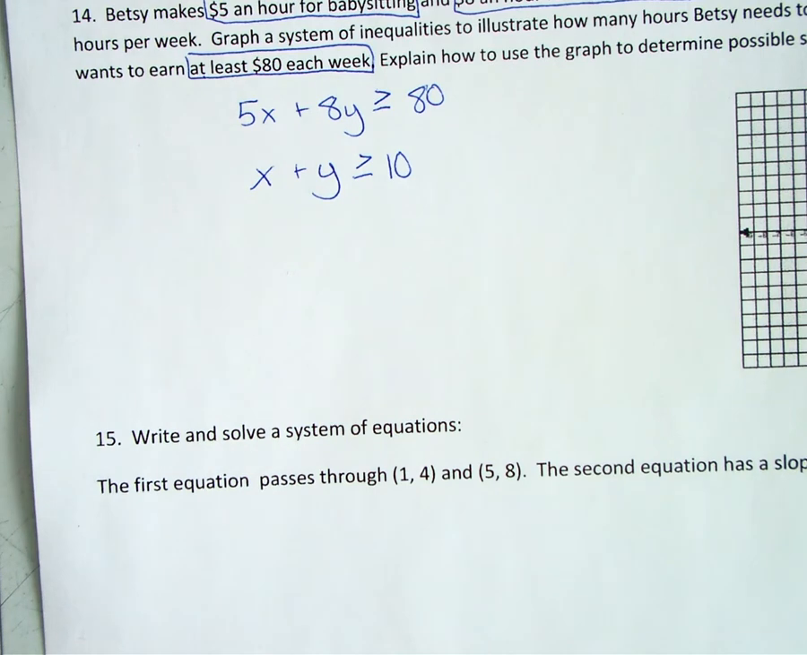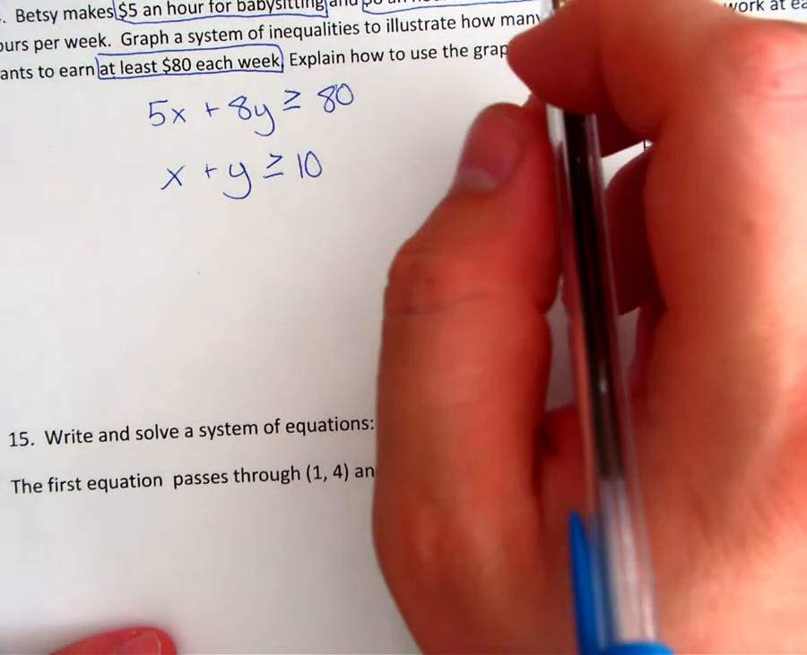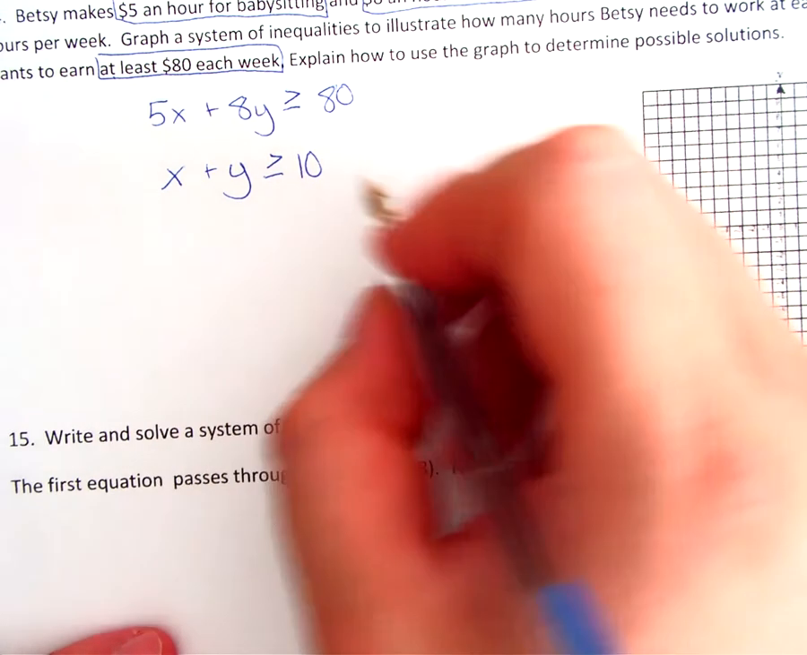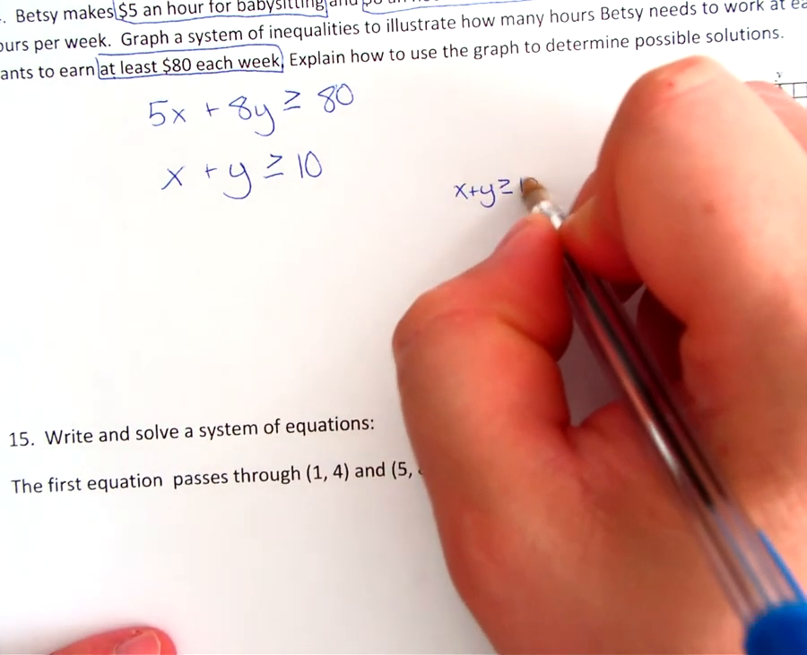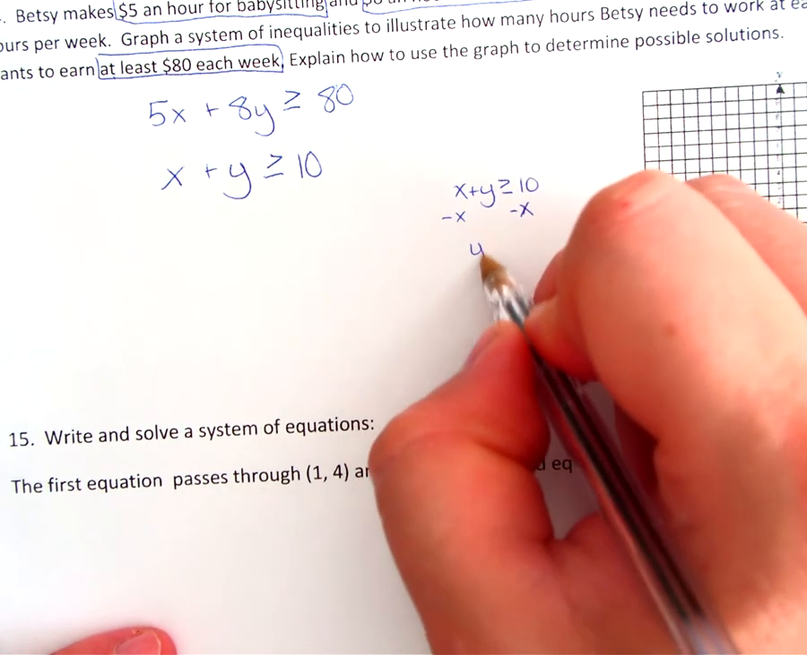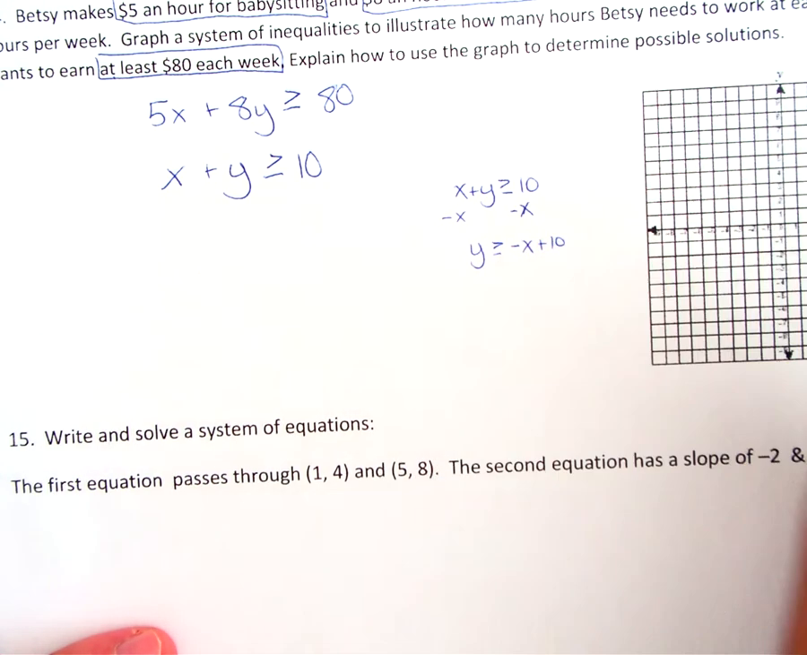All right, we have two equations now. Let's be able to graph them. It's going to be easiest to graph if they're in slope-intercept form. So on our bottom equation, x plus y is greater than or equal to 10. We'll subtract x from both sides. And y is greater than or equal to negative x plus 10.